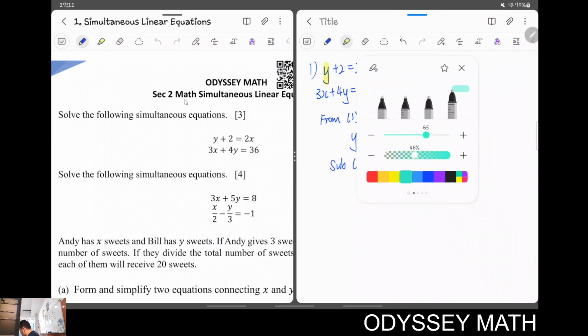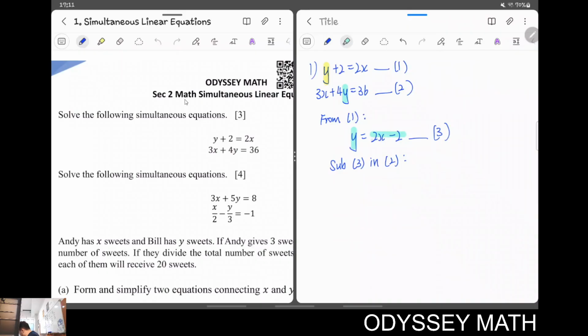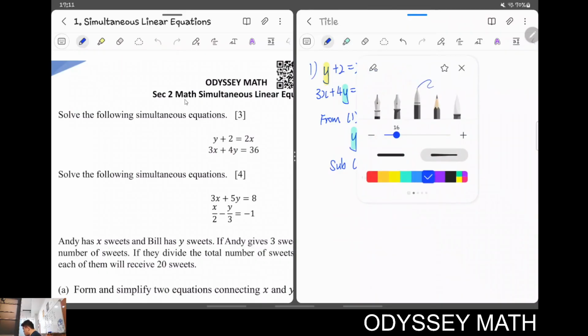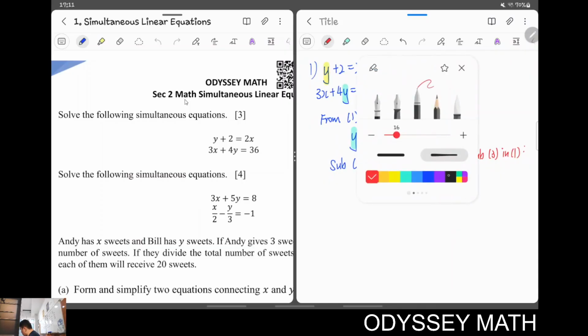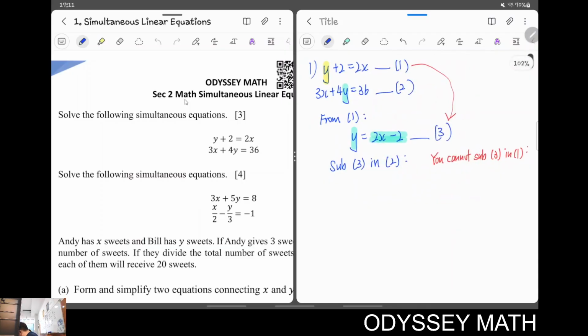Basically, what this means is I replace this y here with 2x - 2. Okay, some students do this. You can't do this, by the way. You cannot sub 3 in 1. You know why or not? Because equation 3 is derived from equation 1. You got equation 3 from equation 1, so you cannot sub 3 in 1. It would make sense. Can? So now we sub equation 3 in 2. We replace the y here with 2x - 2. We get 3x + 4(2x - 2) = 36.